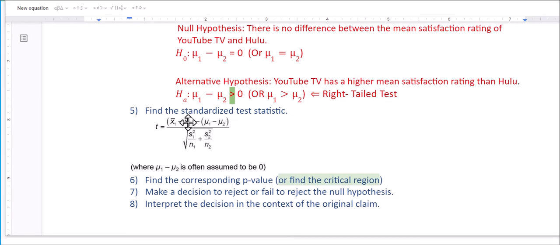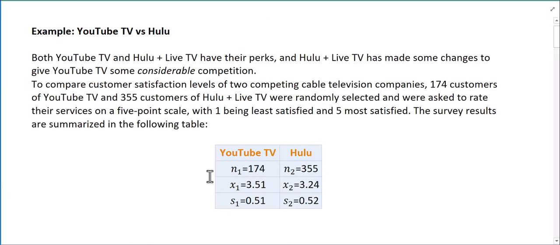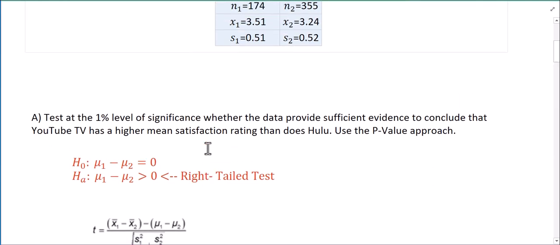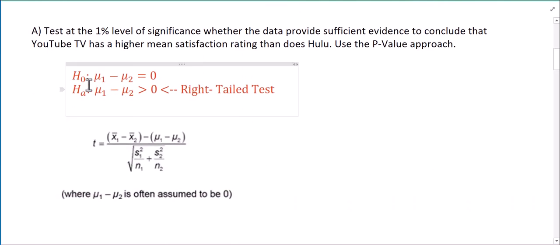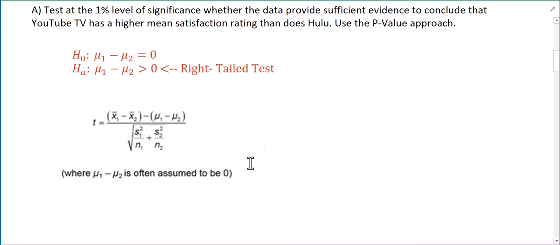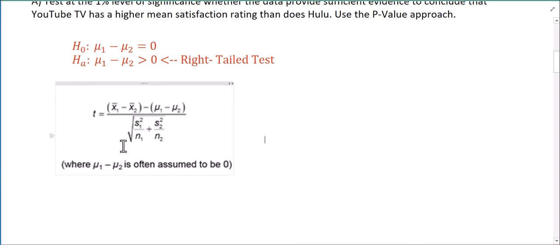We're going to use this formula to find our standardized test statistic. So let's go to my notebook. I just rewrote my null hypothesis and my alternative hypothesis in symbols because I need that for my p-value and for the confidence interval. So here's our T, our standardized statistic.